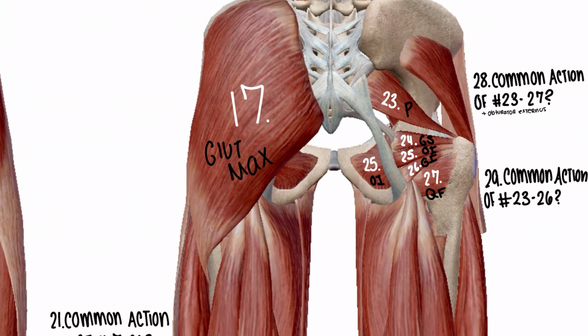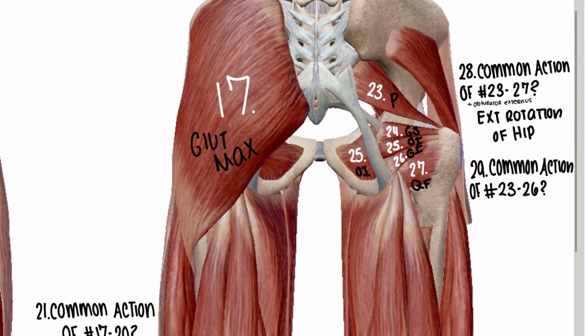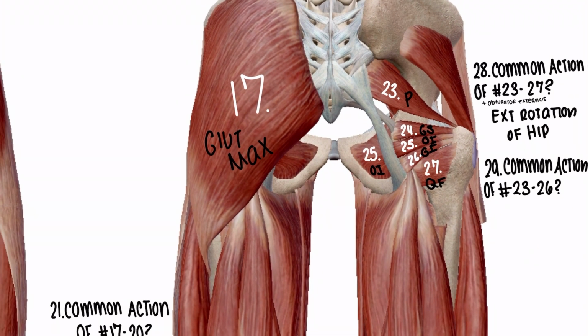All right, and number 28 is asking the common action of those, and that's going to be external rotation of the hip. So that's for numbers 23 through 27. Number 29 is asking the common action of just 23 through 26. So that is going to be hip abduction.